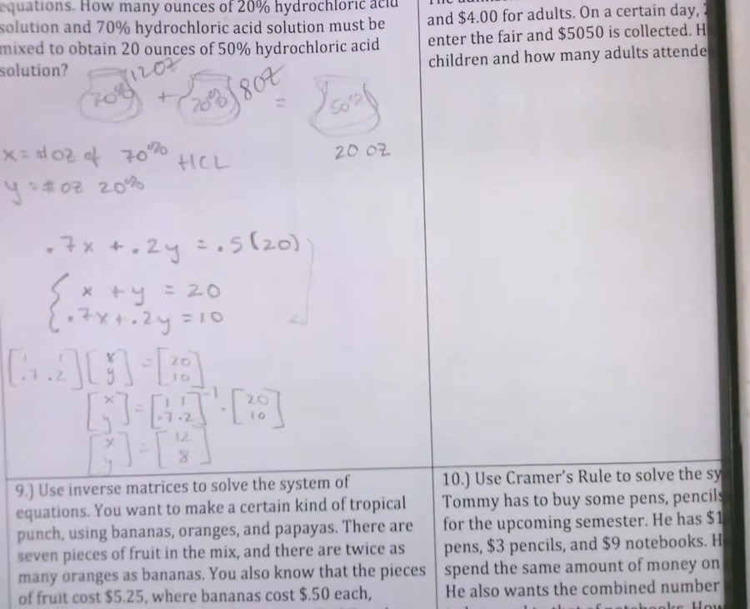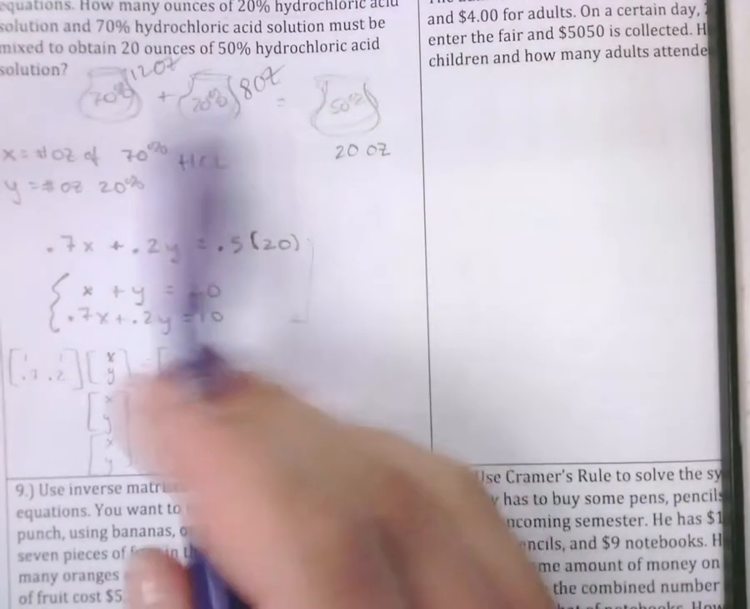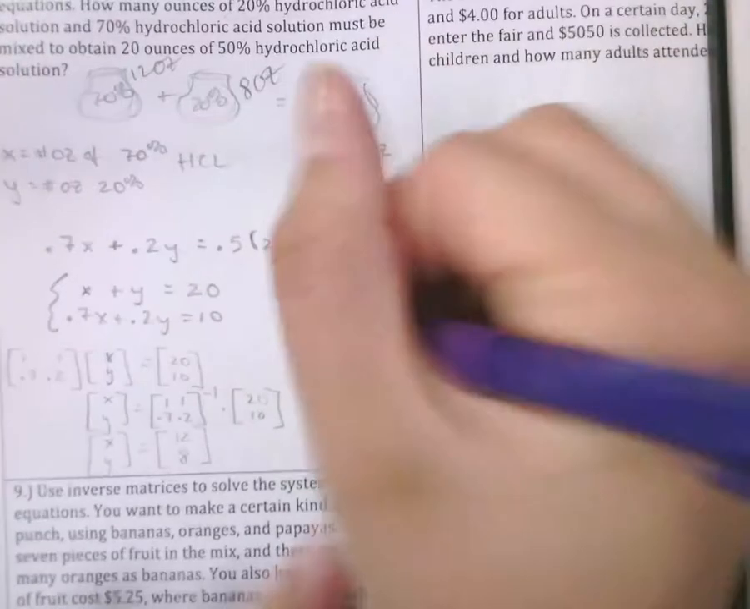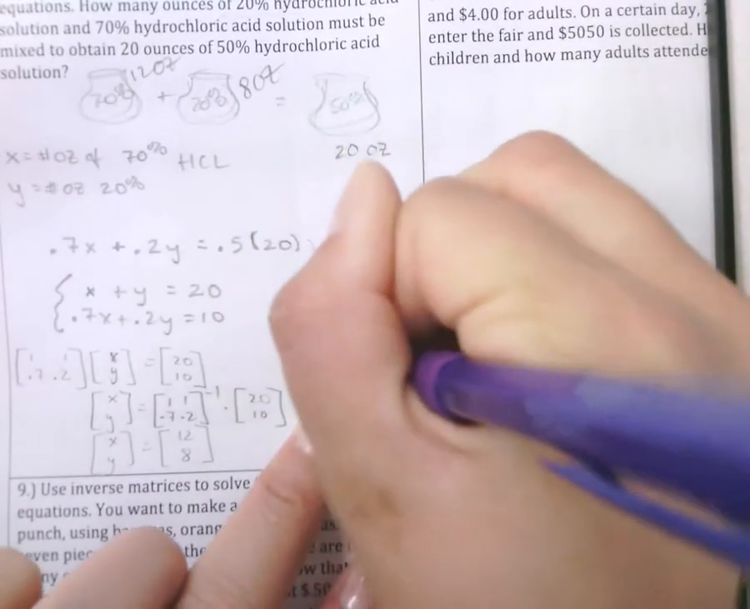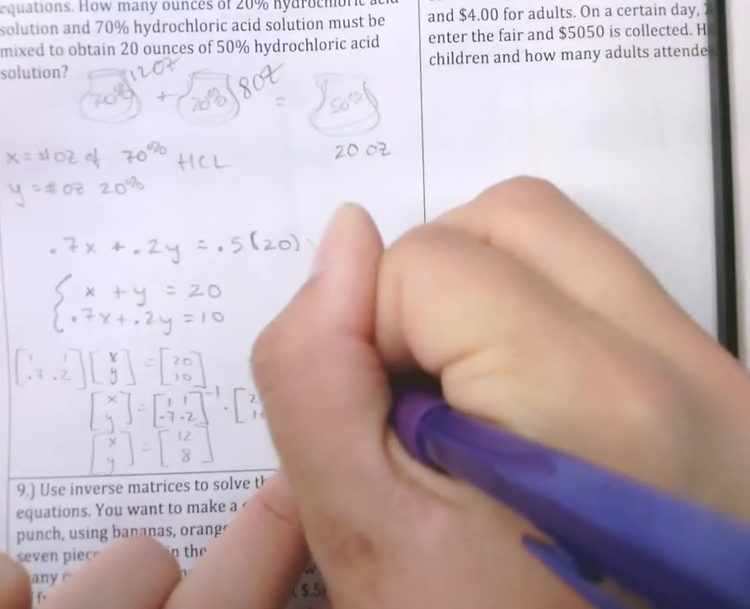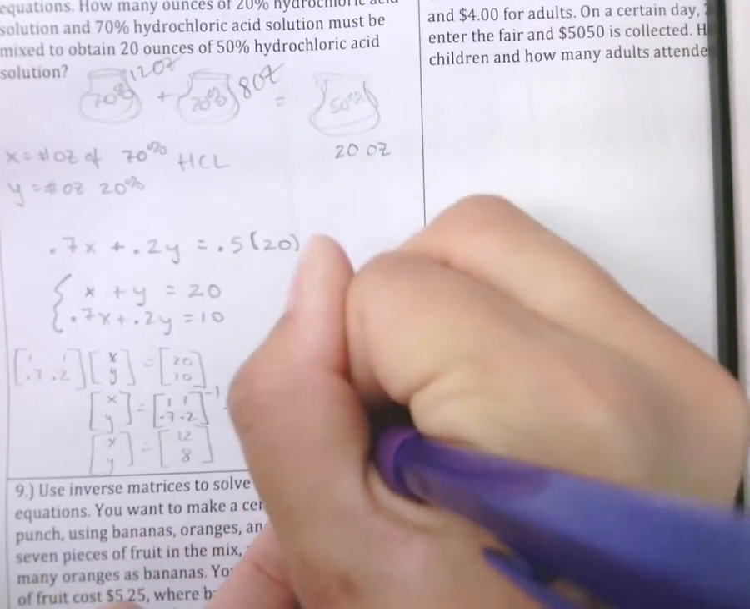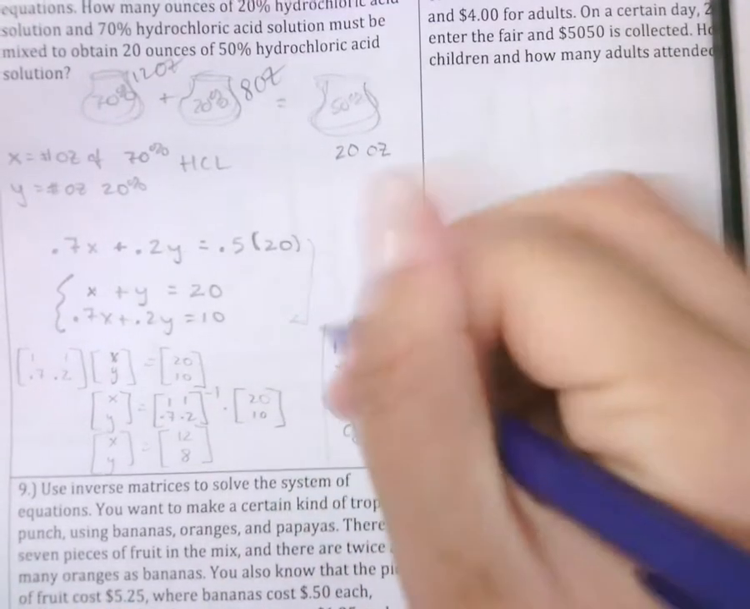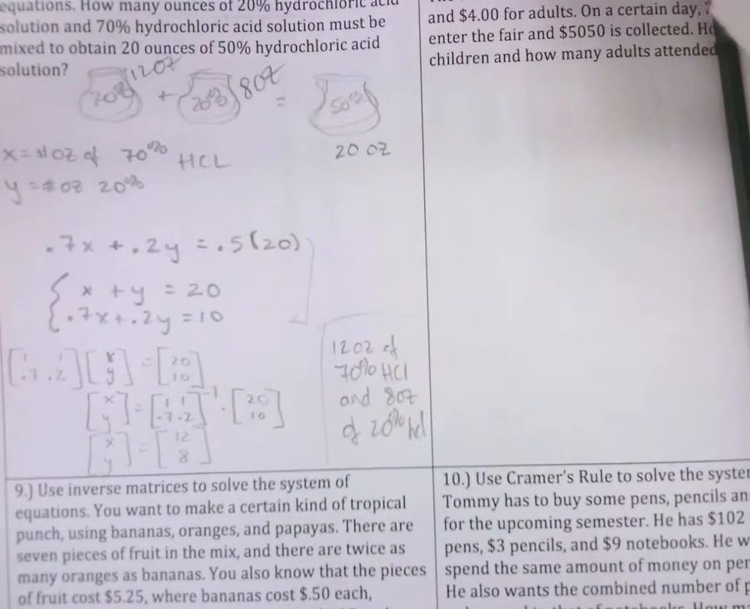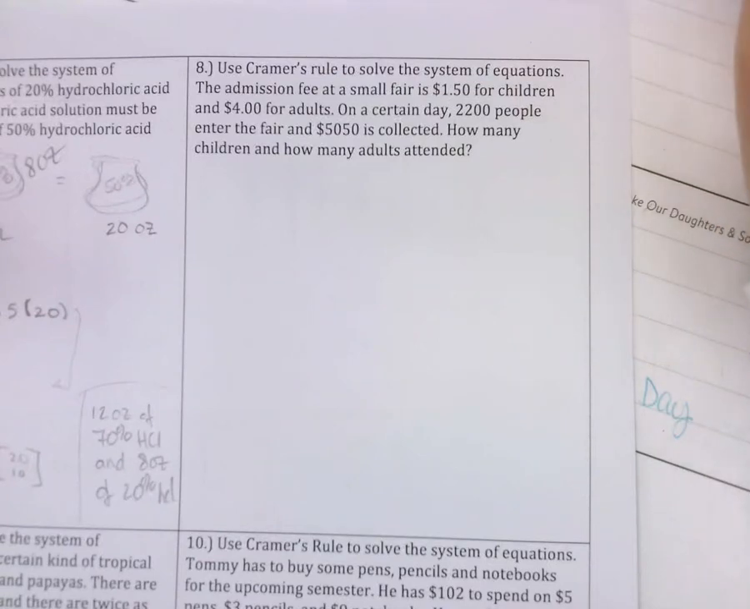So that means we want 12 ounces of the 70% and 8 ounces of the 20%. What did you just write there? At the top. Oh, and that's the answer. Yeah, so 12 ounces of 70%, and 8 ounces of 20%. Why don't you put in the determinant for Cramer's rule? Okay, I'll be ready.